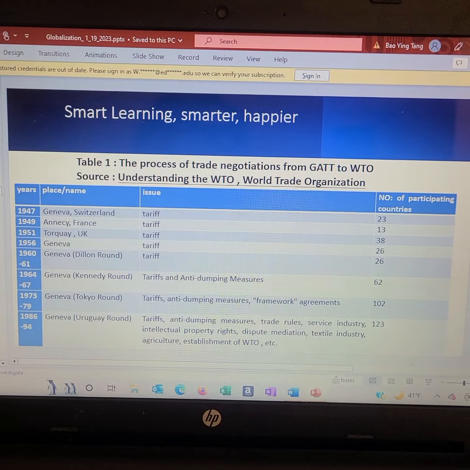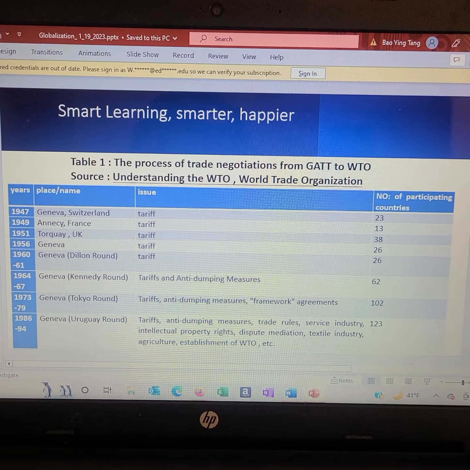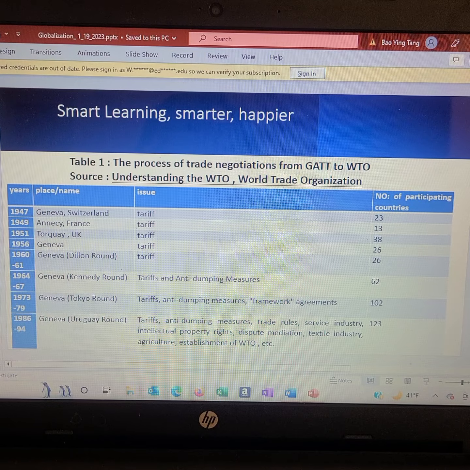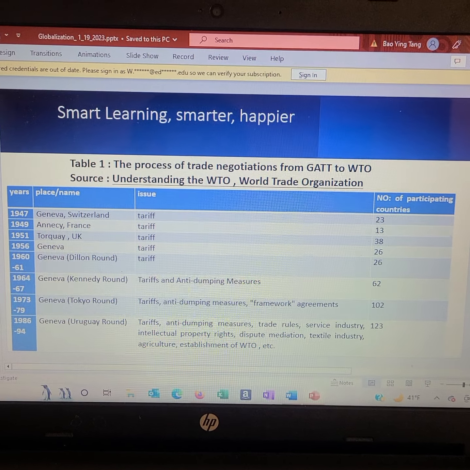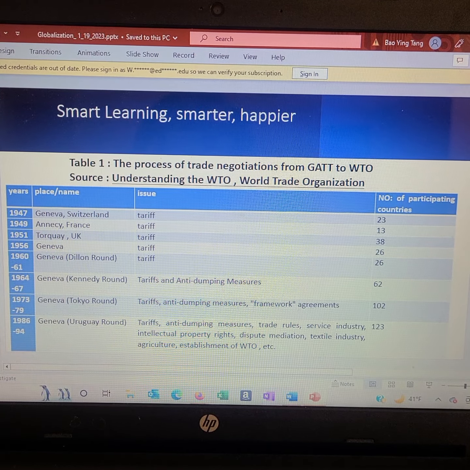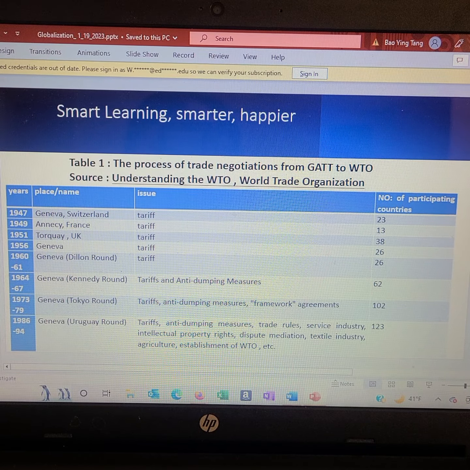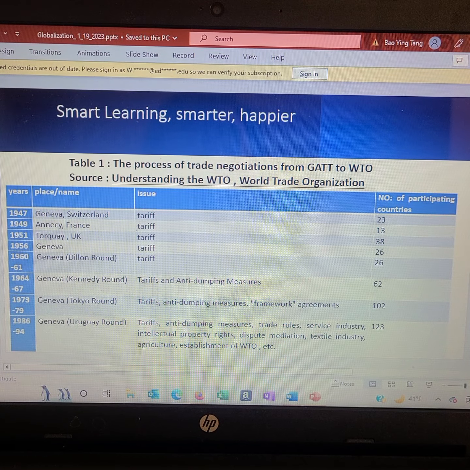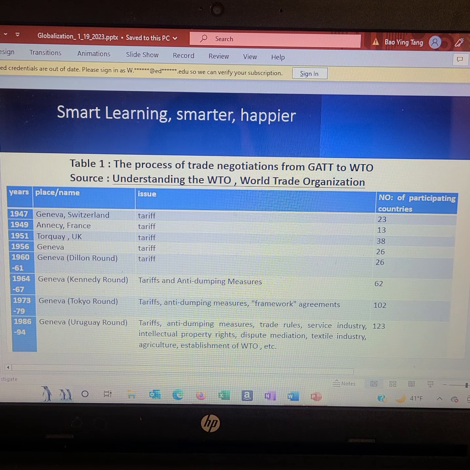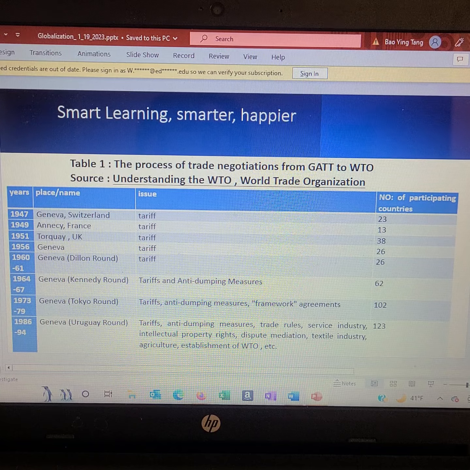It was not until this time that the world started to become more focused on trade integration and developing their economies globally. And we can see that more countries participated in this world trade negotiation. About 123 countries participated in the Uruguay Round of negotiations.